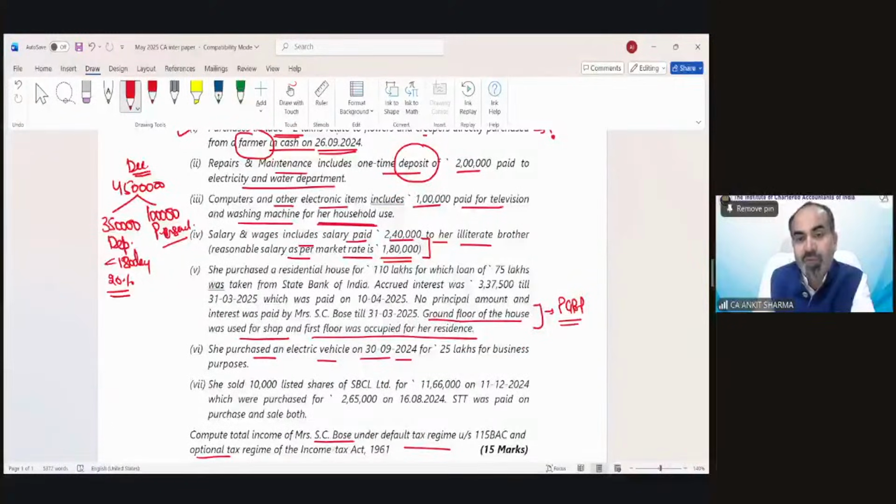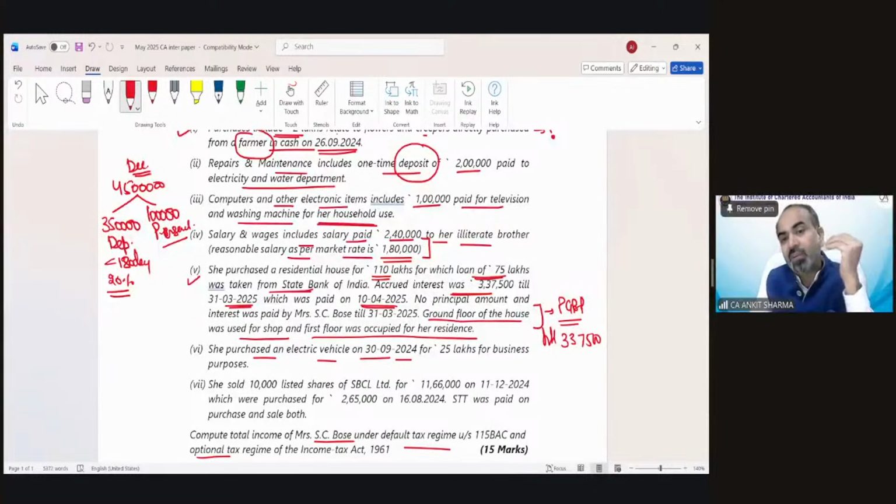First of all, we have to solve point number 5. She purchased the residential house for 110 lakh, for which a loan of 75 lakh was taken from SBI. Accrued interest was 337,500 till 31st March 25. The interest of 337,500 is for both floors, ground and first floor, which was paid on 10th April 25. That means after the end of the financial year.